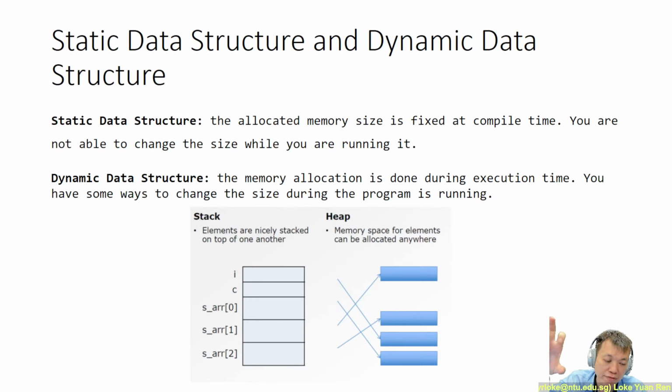So the memory allocation may not be in sequence. Sometimes different computer systems may store the same data in different places. Static data structures know the memory size at compile time, so the compiler can decide and put everything in sequence properly.